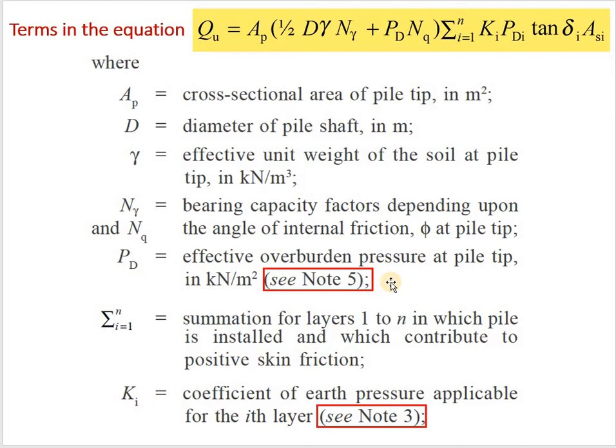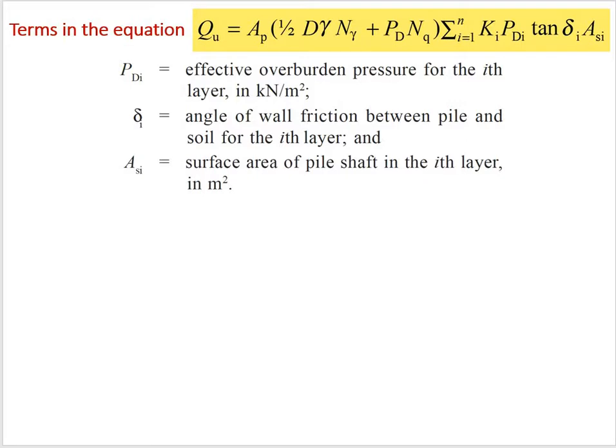Now how the summation is done, already explained: in which pile is installed and which contribute to positive skin friction. That means I will discuss what is positive skin friction and negative skin friction in the next class. So the summation for the second term, why we are taking, because we are dealing with multi-layer soil in the field. Now coefficient of earth pressure applicable for the ith layer, that means you are dealing with each and every layer, so that coefficient also you have to consider, which is Ki, and that is as per note 3 of the IS code. I will explain these notes in detail after these terminologies are explained. Then comes the next term, it is the Pdi, that is the effective overburden pressure for the ith layer. Effective overburden pressure part I will explain to you.